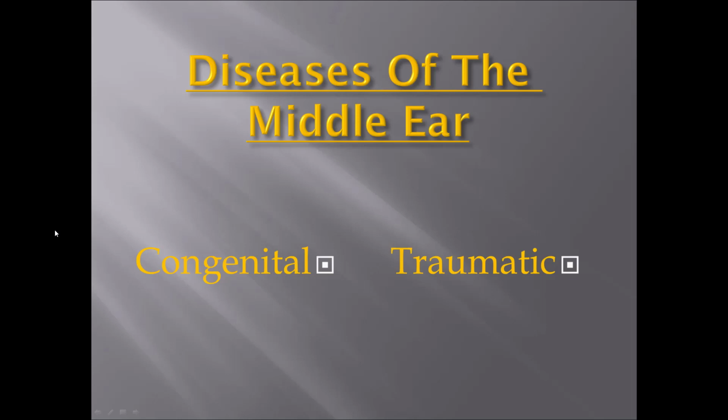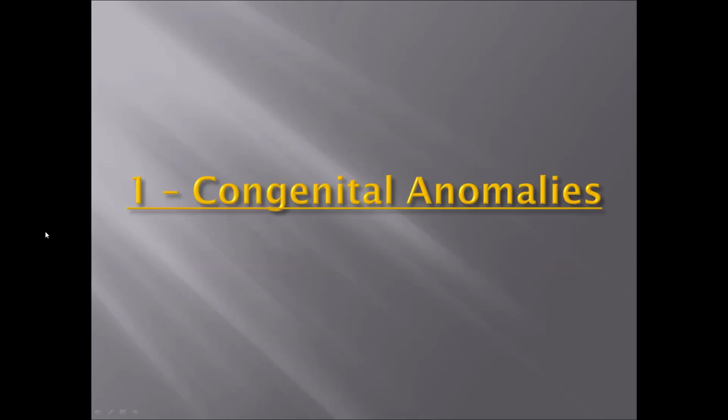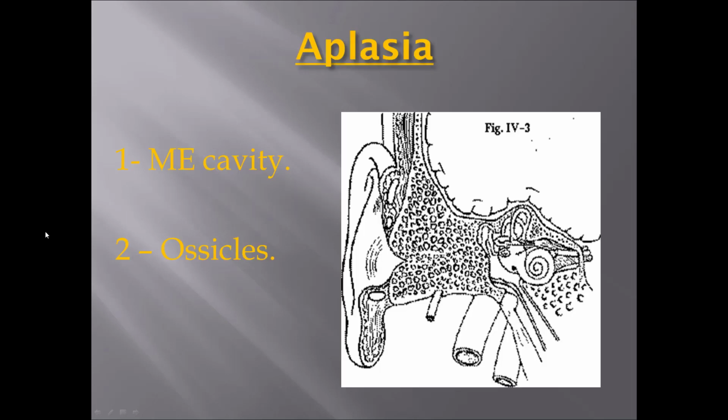Today, we are talking about congenital and traumatic lesions of the middle ear. First, the congenital lesions. They are either middle ear cavity aplasia or ossicular aplasia. The most persistent sign of both lesions is the conductive hearing loss.